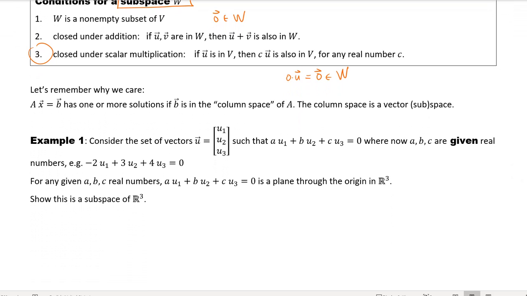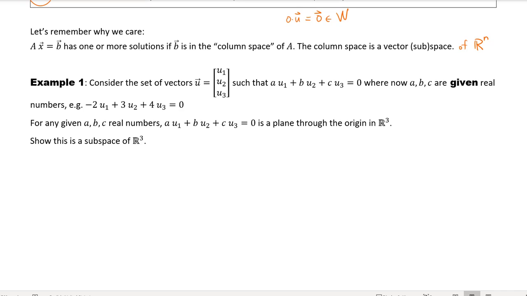Alright, next. Let's remember why we care. The linear system has one or more solutions if the vector B is in the column space of A, and the column space is a vector subspace of Rn. So the column space is an example of a subspace.